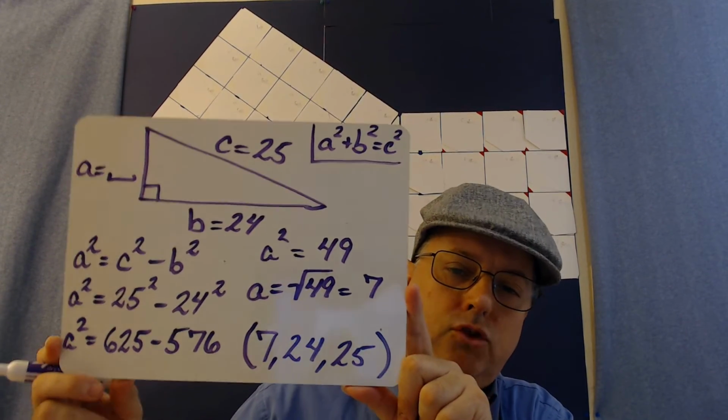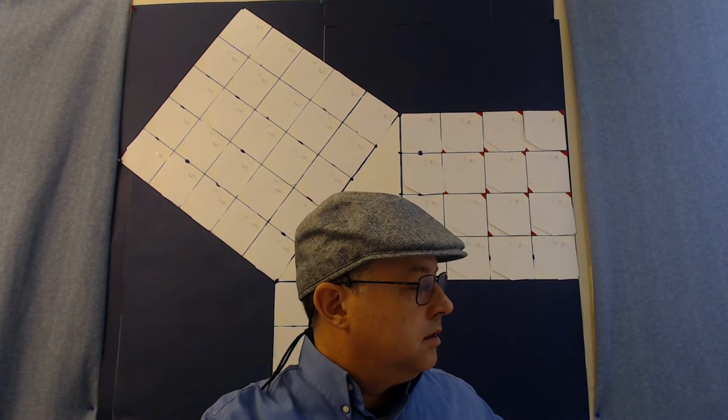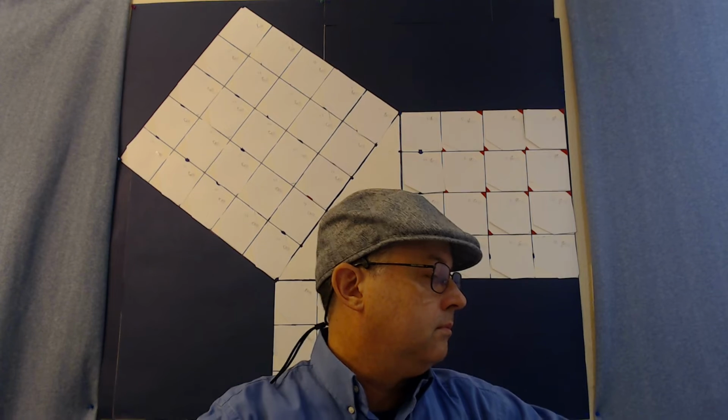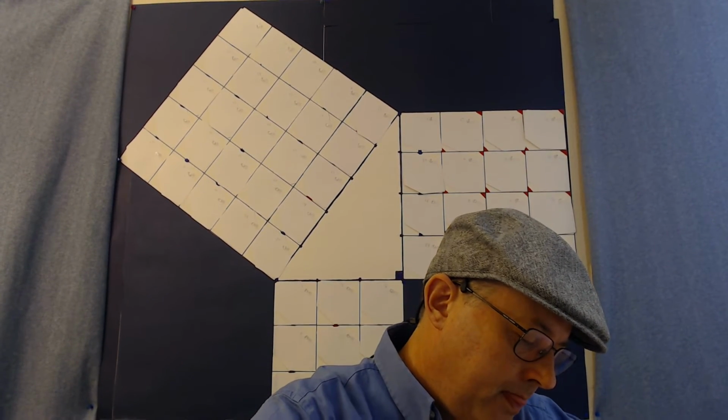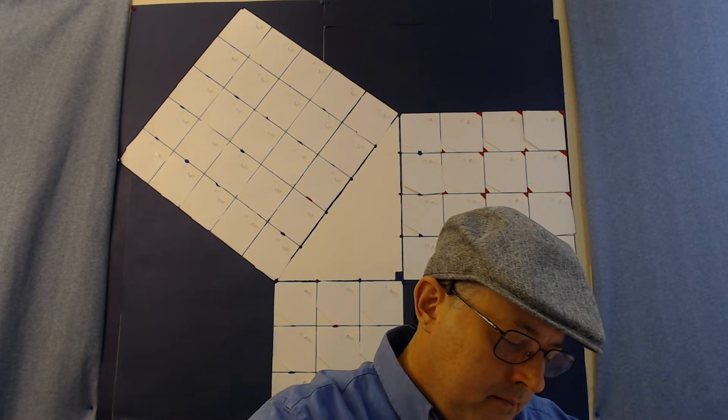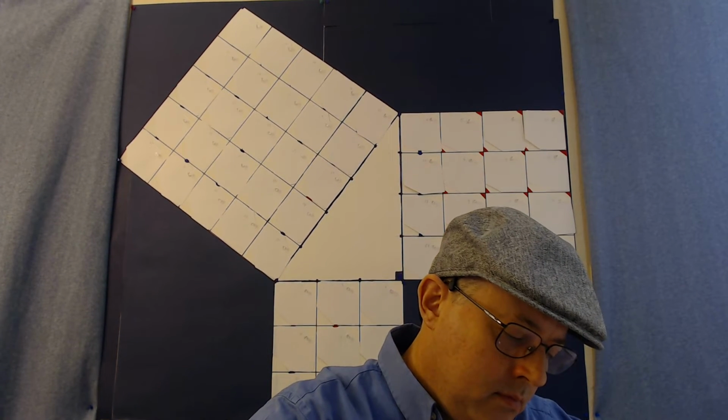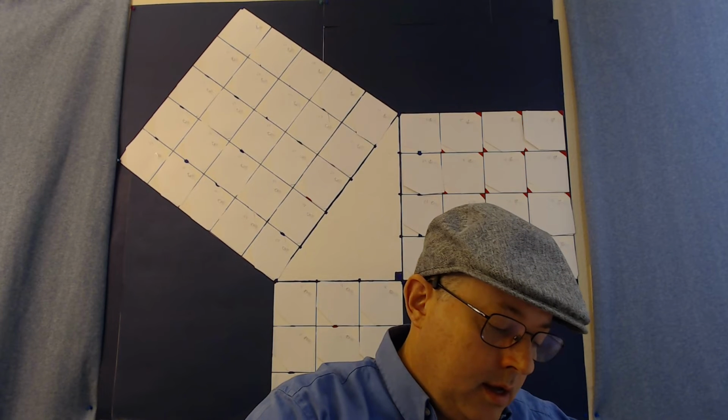All right, let's do one more example. This time, we have a right triangle. And A is 10, C is 26, and B is what we're looking for.